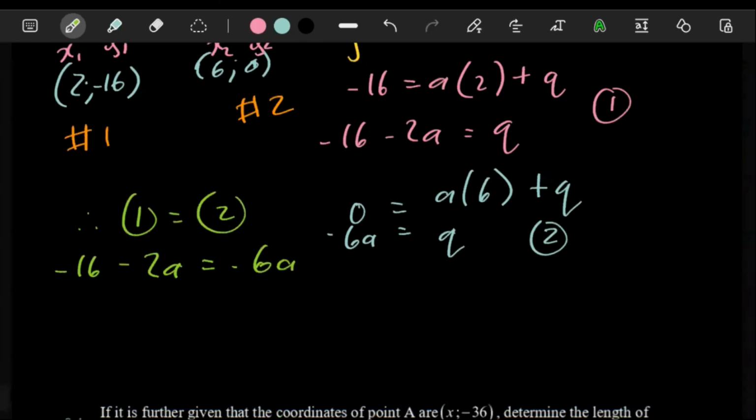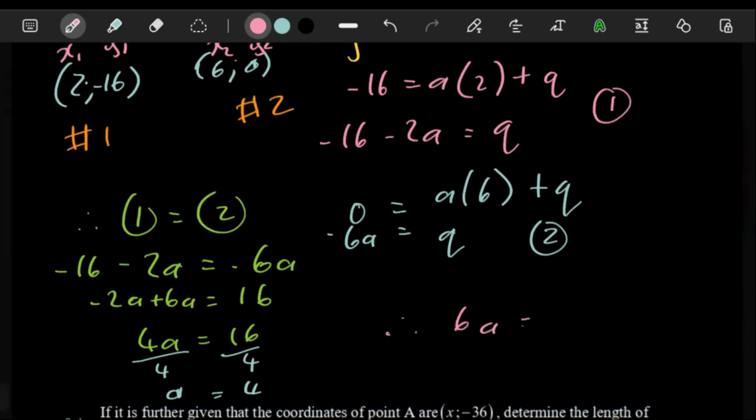So, all this being said, there's going to be negative 2a here. Move this over, that's like plus 6a. Move this over, that's like positive 16. Negative 2 plus 6, that's like a 4. Divide both sides by 4. That's like a, and then 4. So a is 4. And then here, therefore, negative 6 times 4 is equal to q, which is going to give us negative 24.